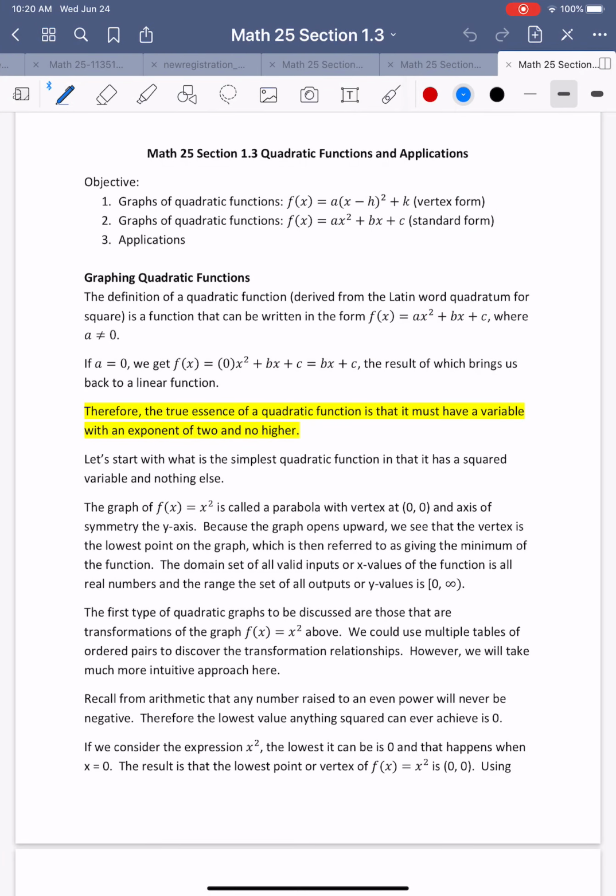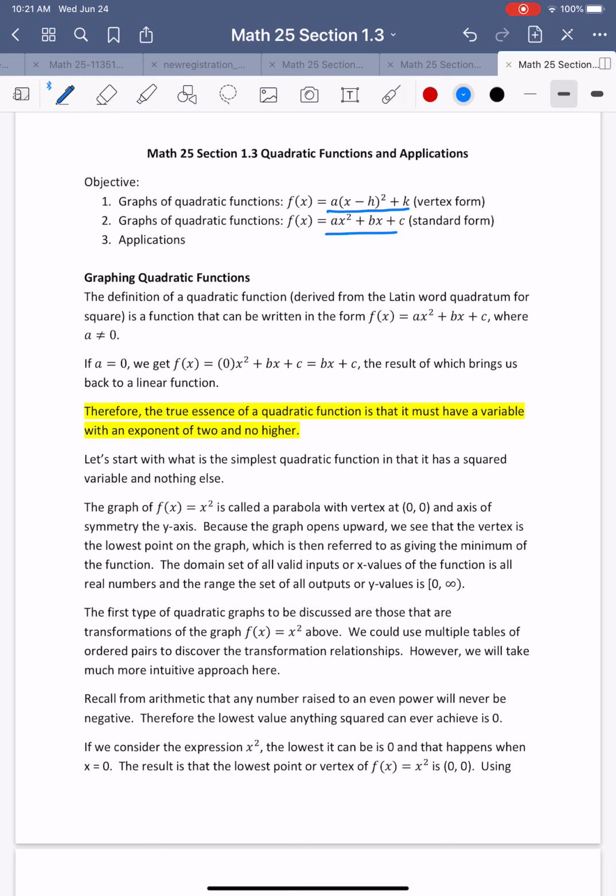Hello, this is Math 25, Section 1.3, Quadratic Functions and Applications. So the objectives for this section are graphs of the quadratic function, which is what we call the vertex form, and then f of x equals ax squared plus bx plus c, which is what we call the standard form. And we're also going to talk about some applications.